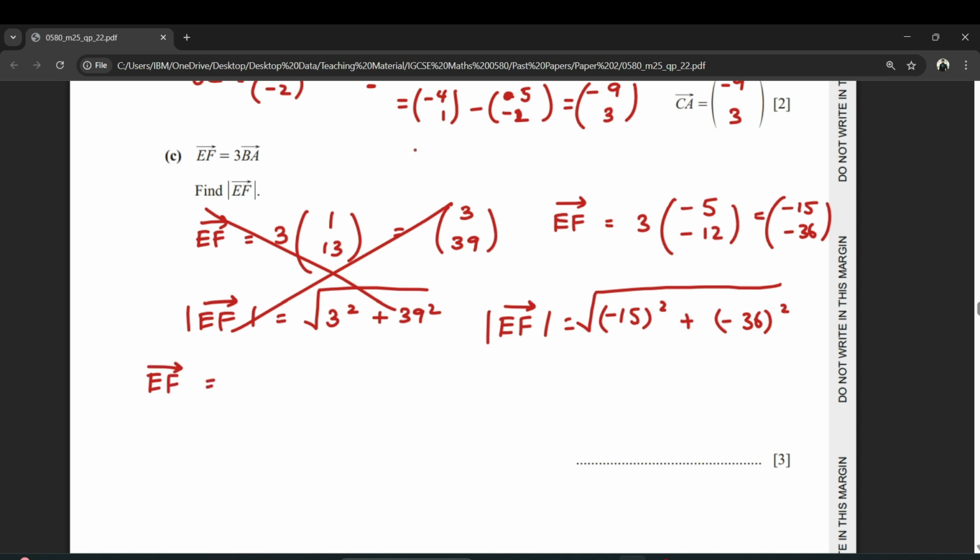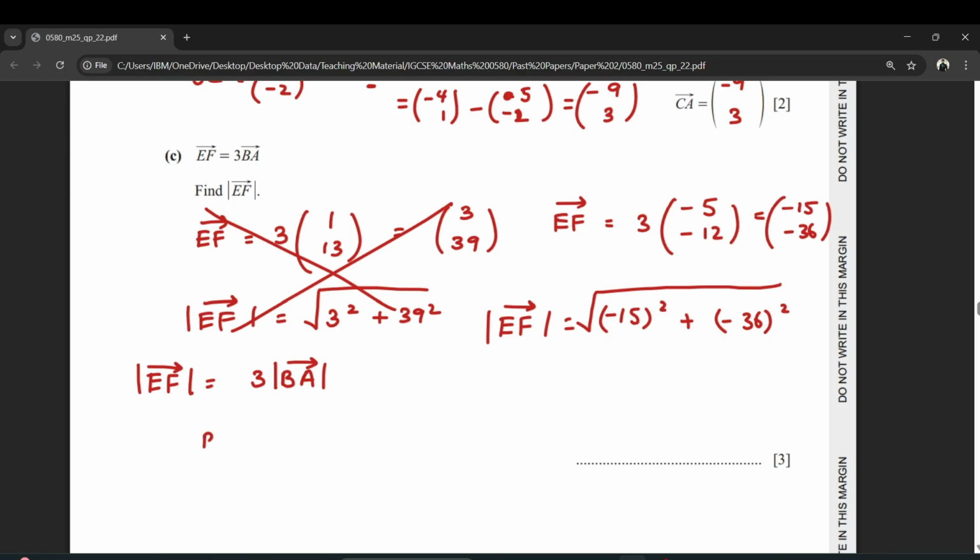The vector EF is equal to 3 times the vector BA. Okay, so we can also say that the magnitude of EF will be equal to 3 times the magnitude of BA. Remember that these vectors are scalar multiples of each other, right? So they're in the same direction, and the only difference between them is that one of the vectors is longer than the other, right? If I were to draw a line, one length is going to be longer than the other one. So that means the magnitude of EF is supposed to be 3 times more than the magnitude of BA.